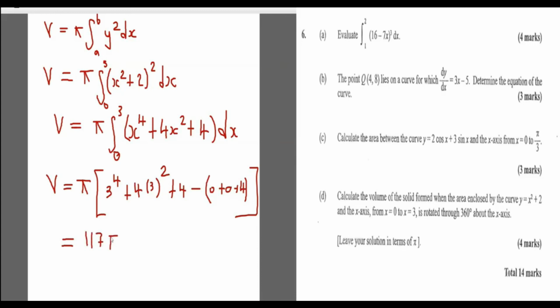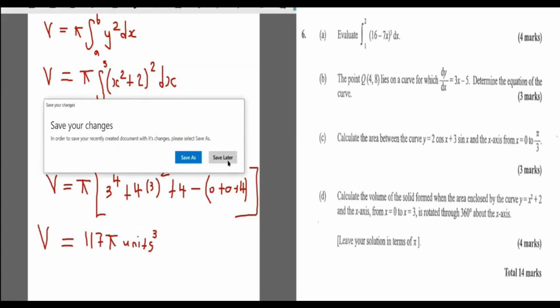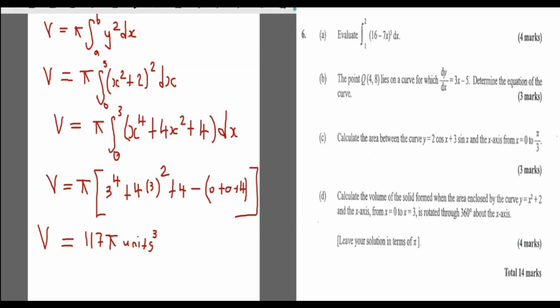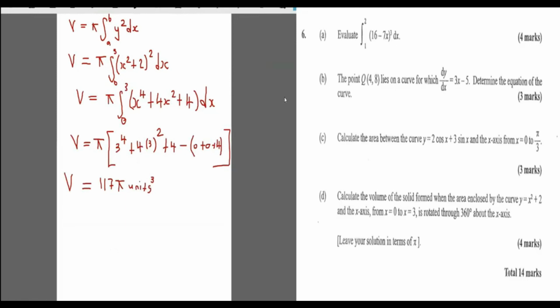117 pi. But what is volume? Volume is units cubed. So it's 117 pi units cubed. This is volume, 117 pi units cubed. Nice and easy. That's how we find the volume. 117 pi units cubed.